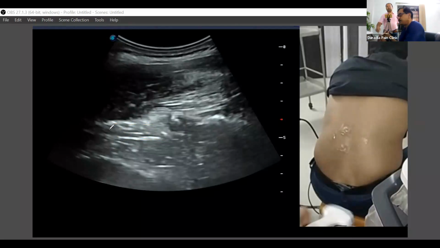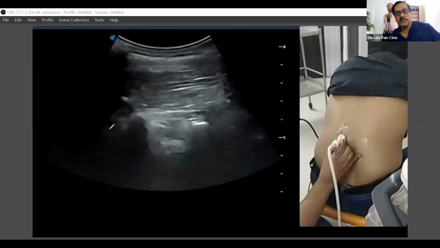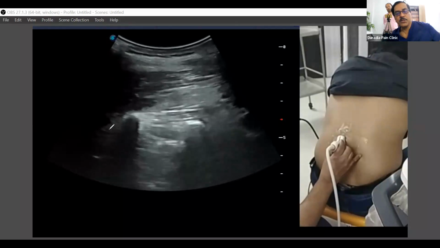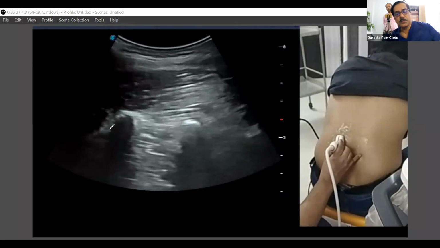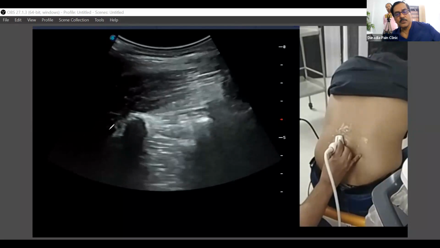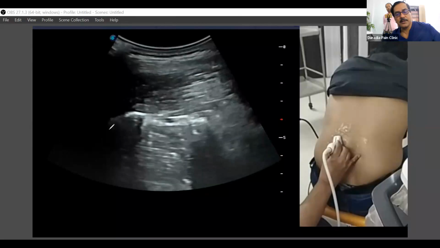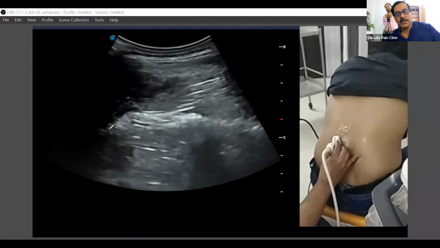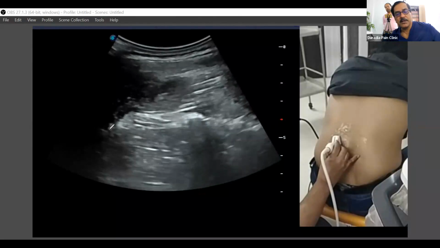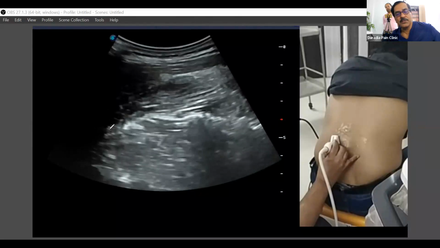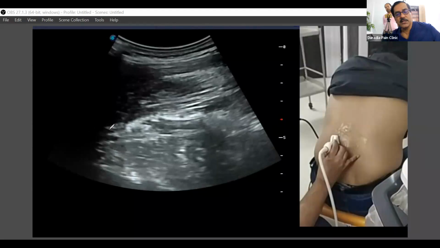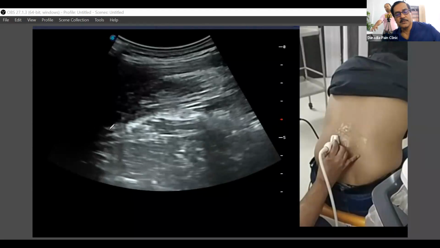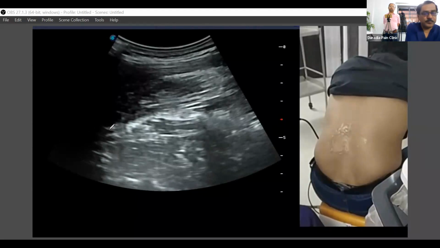So now, again, look at this carefully. I was in between the two transverse processes. You can see, now I am going laterally, the transverse process is vanishing. Now the thoracolumbar fascia is appearing. Now if I'm going more laterally, you see, now we can see distinctly. So what we can see now? Now the two layers of the thoracolumbar fascia are very distinctly separated.